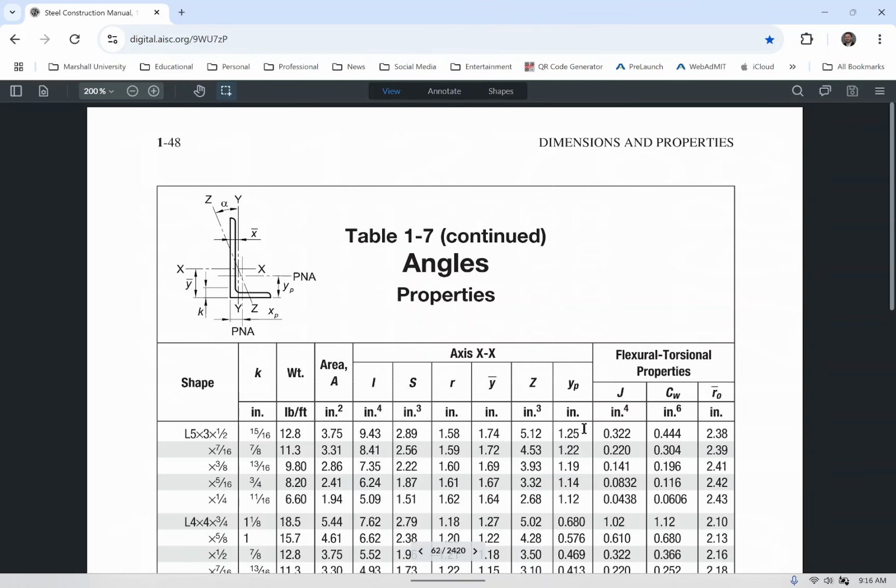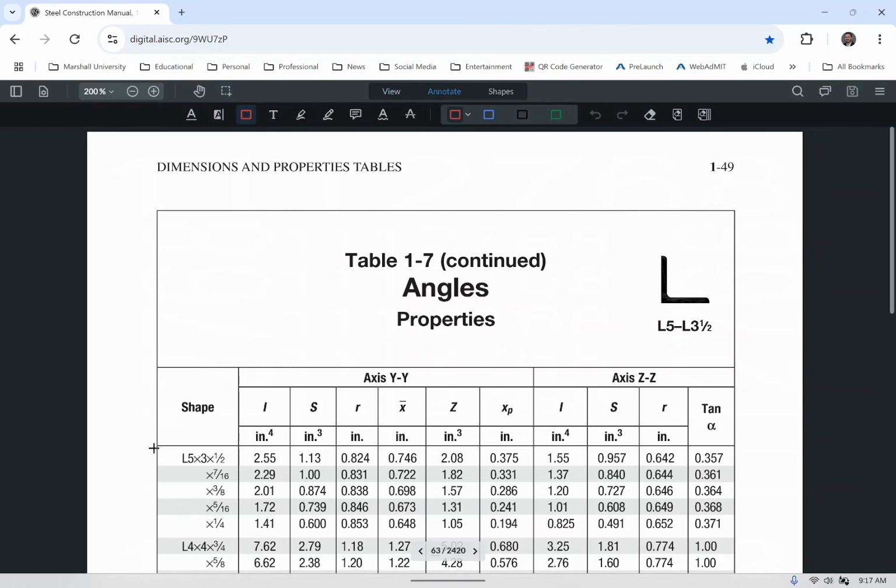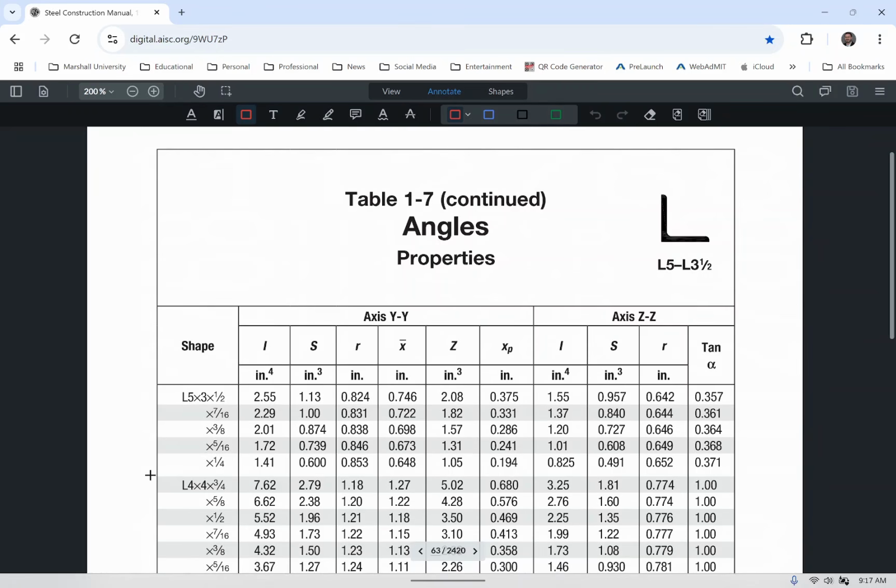Okay, so here I've got the x-axis properties, and there you can see y bar. And over here on the next page you can see x bar. Let's use x bar. So let's say that I'm looking at an L 4x4 by 3/4. So I'm looking at this cross section. Now if you look at the y-axis, you're going to see a few terms. This is the moment of inertia, this is the section modulus, this is the radius of gyration. Here we have this term right here, which we're terming the centroid, okay?